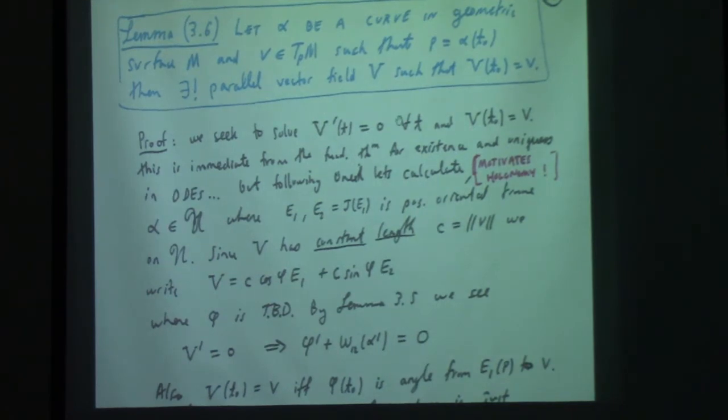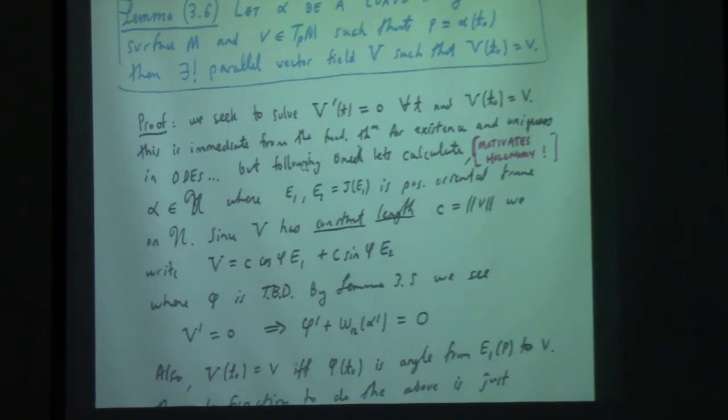Anyway, here's the proof. We're trying to solve V prime of t equal to 0 for all t. My initial thought is that this gives a differential equation. You have an initial condition, so by the existence and uniqueness theorem of differential equations, you have a solution. But O'Neill gives a better argument. Here it is.